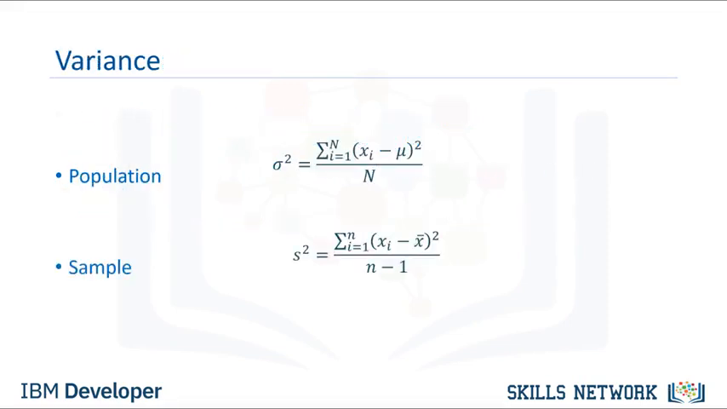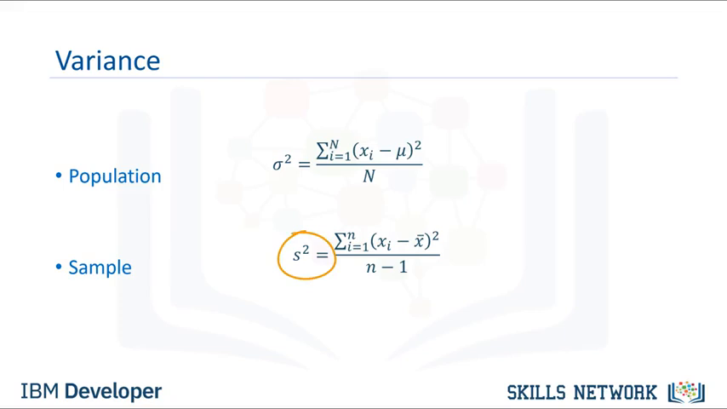Like the difference between population and sample mean, the difference between a variance for the population and a sample is that when you compute the population variance, denoted as sigma squared, you divide by the total number of observations. These are the deviations between observation and the mean, squared, then added, and then divided by the total number of observations. For sample variance, which is denoted as s squared, you divide by n minus 1.